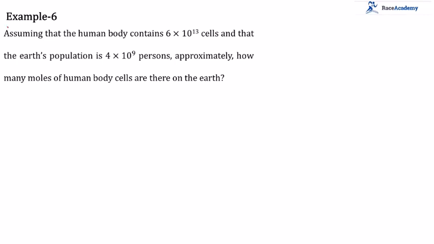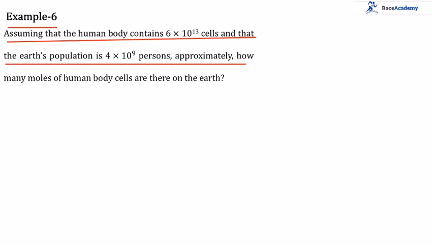Assuming that the human body contains 6 into 10 to the power of 13 cells, the earth population is 4 into 10 to the power of 9 persons approximately. How many moles of human body cells are there on the earth? This is a very good question.